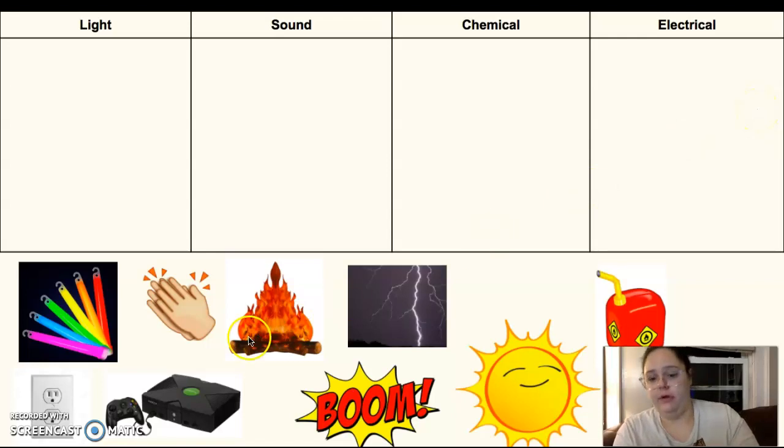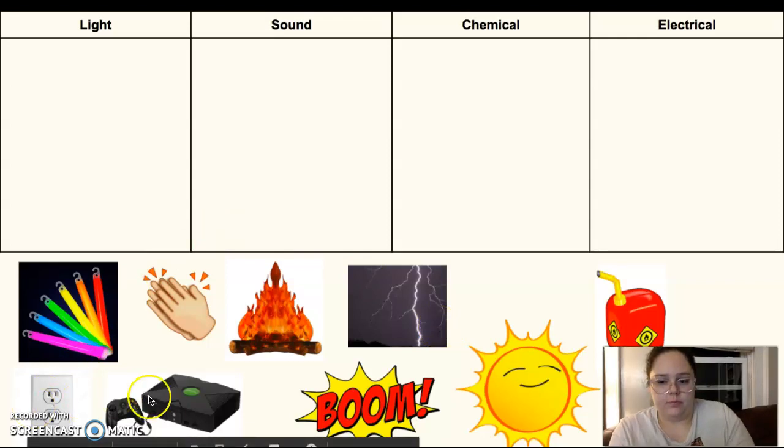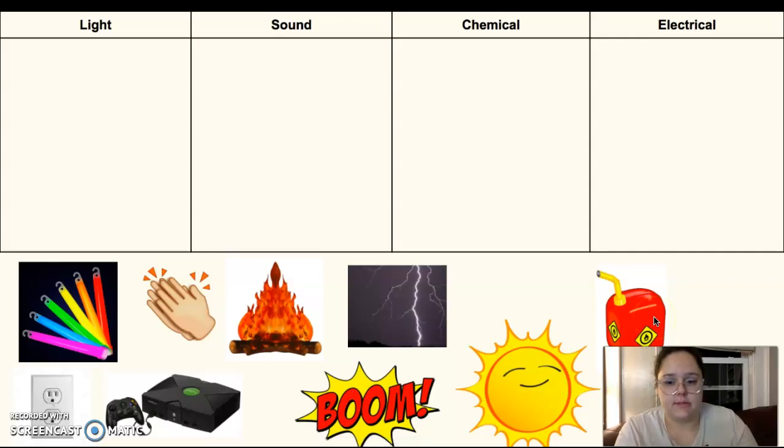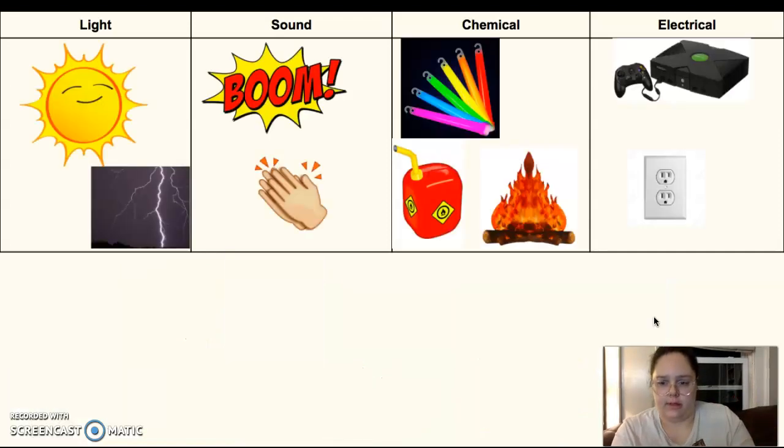We've got our fire, lightning, an outlet, an Xbox. This is a noise, a big boom, the sun, and some gasoline. So if you need some more time, you can pause this, and then I'm going to go ahead and reveal the answers and see how you did. So again, we have light, sound, chemical, and electrical for this specific sort. All right, let's see how you did.